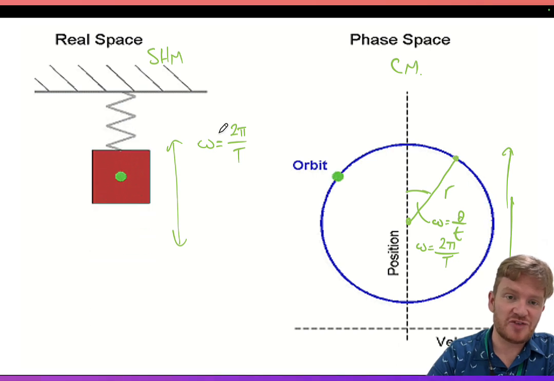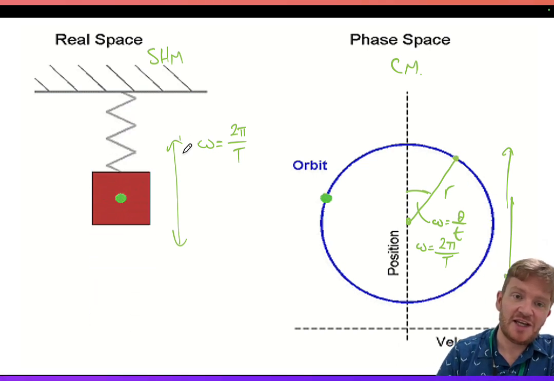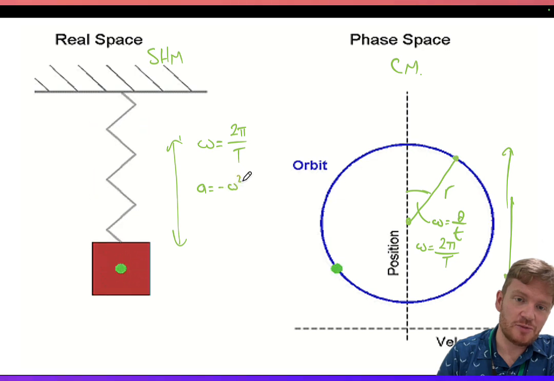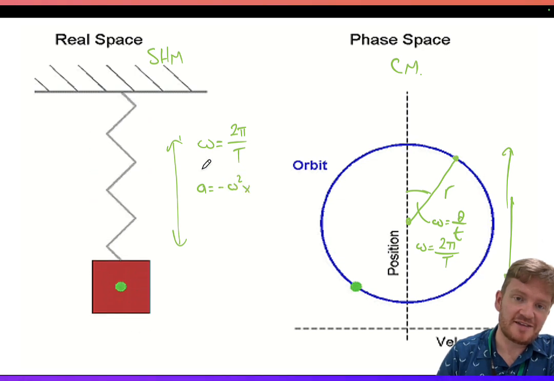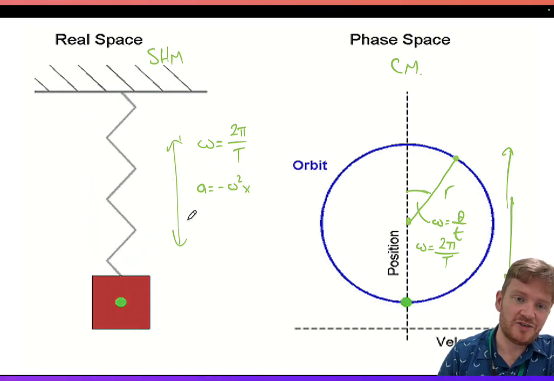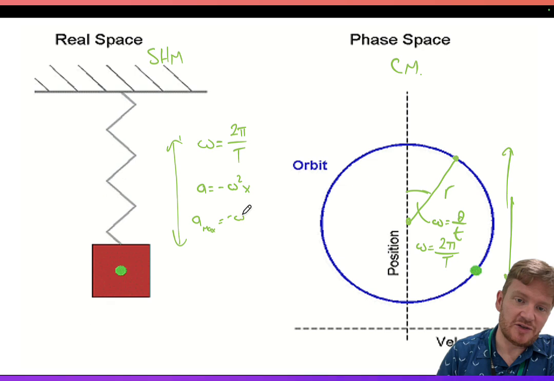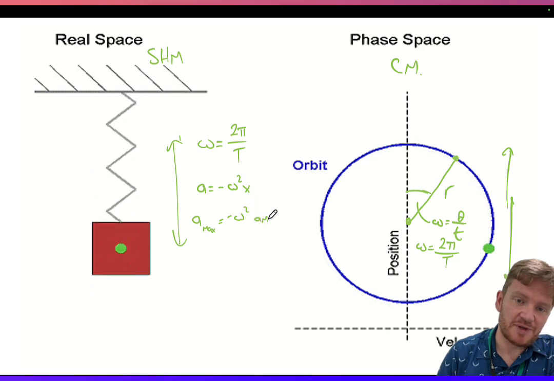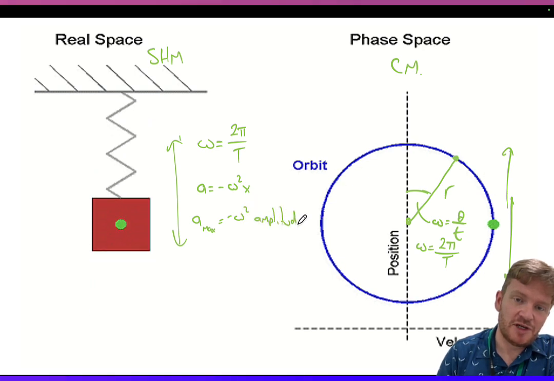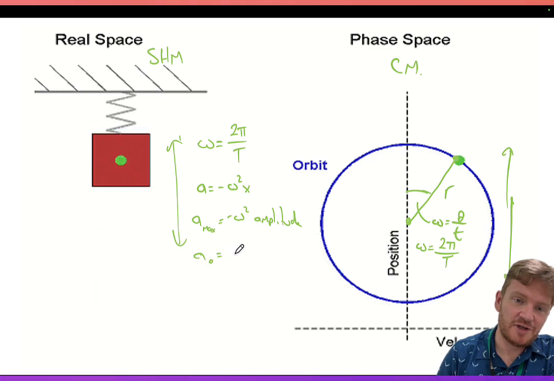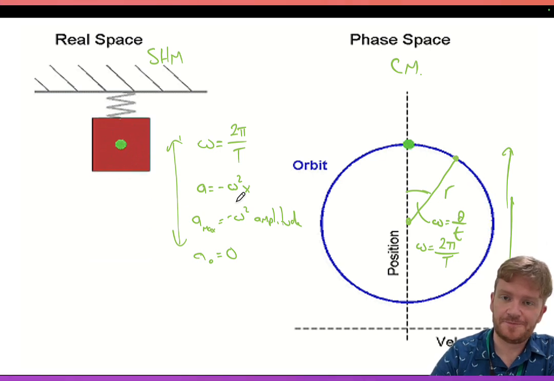For A level though, you just need to know omega is 2 pi over T, and that, as I said before, acceleration is minus omega squared x. That's acceleration at any point. So you can see therefore acceleration max will be minus omega squared multiplied by amplitude. And we can see that the acceleration when x is 0 will be 0 because x is 0 there.